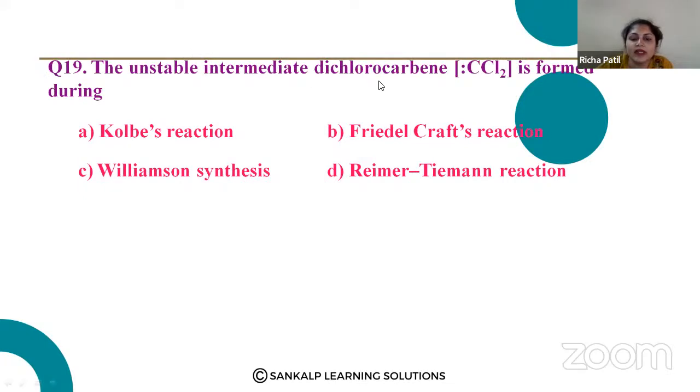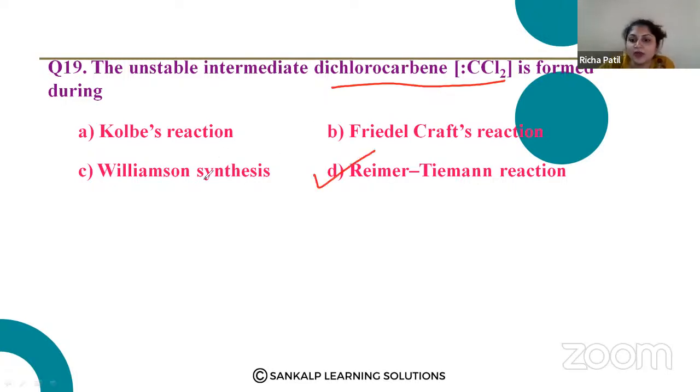The unstable intermediate dichlorocarbene, yes, we had discussed it. When you react chloroform with phenol, an unstable intermediate is formed, that is dichlorocarbene, CCl2. In which name reaction do you get dichlorocarbene as an intermediate product? Yes, it is the Reimer-Tiemann reaction.